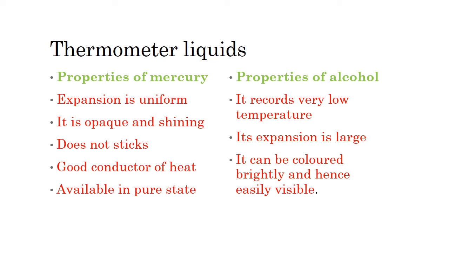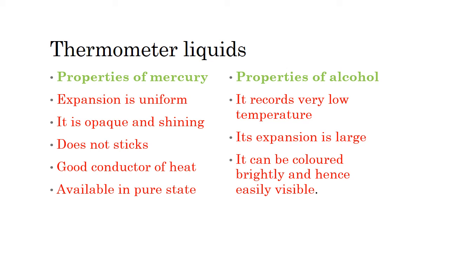It can be colored brightly and hence easily visible. Water can be colored, alcohol can also be colored easily. That means when you add a small amount of color, the alcohol becomes colored alcohol, colored brightly, and hence it is easily visible. That's all the reasons why we use these liquids in the thermometer.